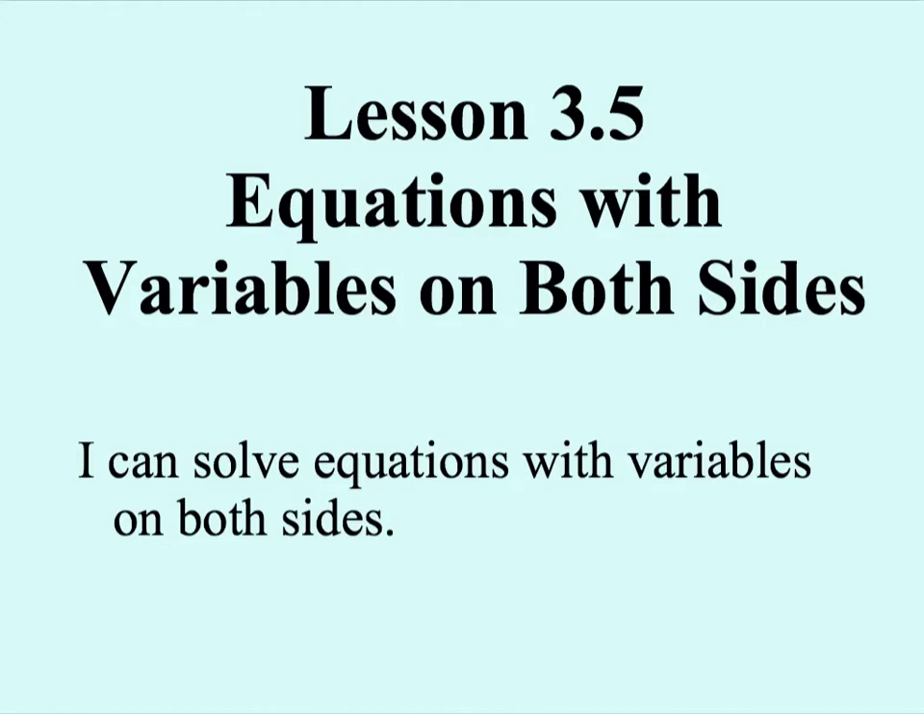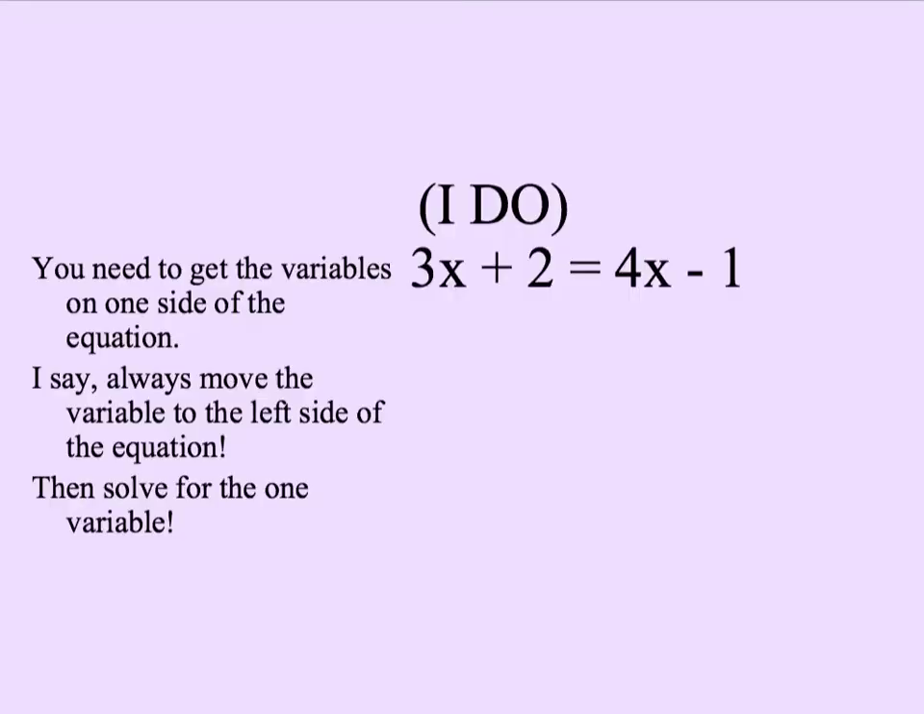In this lesson, you will solve equations with variables on both sides. Okay, so the first one, we need to get the variables all on one side of the equation. So in order to do that, I'm going to draw a line down the center. The first thing that I would do is subtract 4x from this side, which means I have to do the same over here.